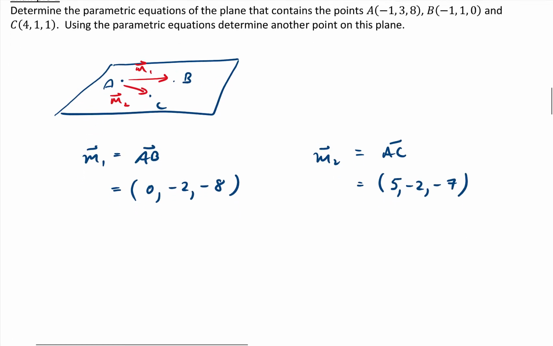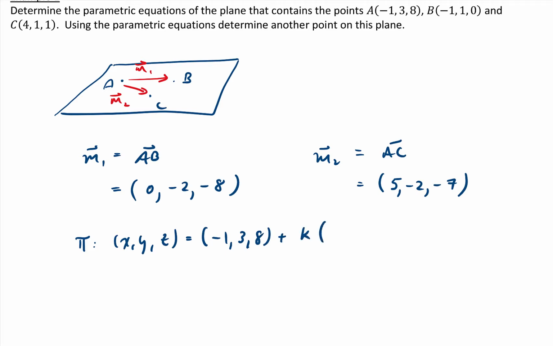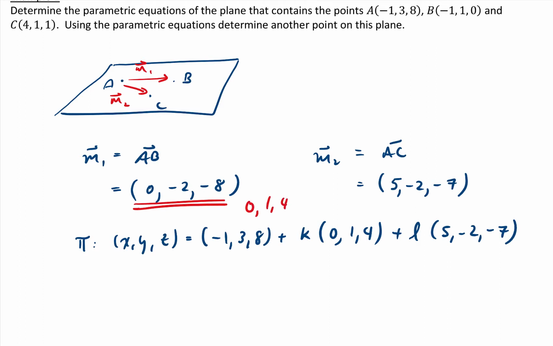So if I want the vector equation for this plane, the vector equation of this plane is x, y, z is equal to, take any of the 3 points, so I'm going to take -1, 3, and 8, plus a scalar of our first direction vector. I'm going to say it's 0, 1, and 4. I don't want to use 0, -2, and -8, so I'm going to use a collinear vector, 0, 1, and 4, plus a scalar of 5, -2, and -7. So again, for this here, I just took a collinear vector, 0, 1, and 4.